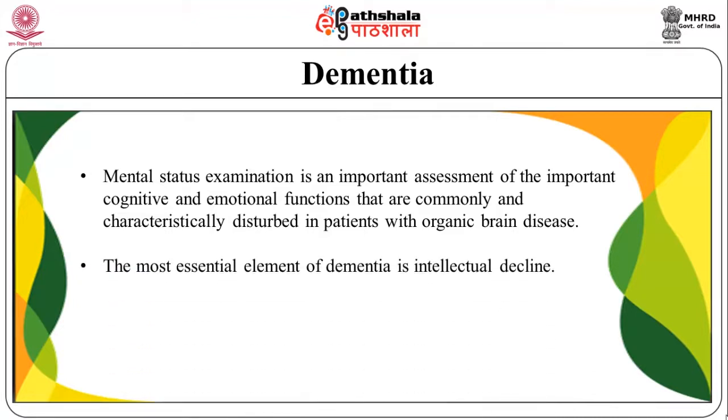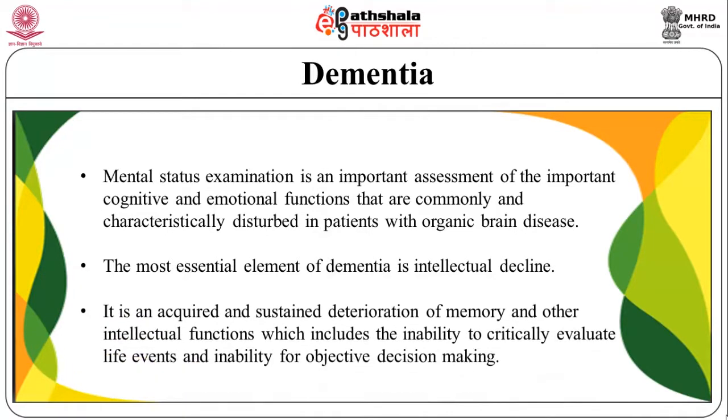The most essential element of dementia is intellectual decline. It is an acquired and sustained deterioration of memory and other intellectual functions, which includes the inability to critically evaluate events and the inability to make objective decisions.